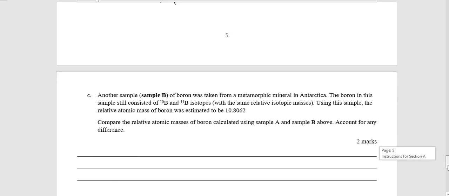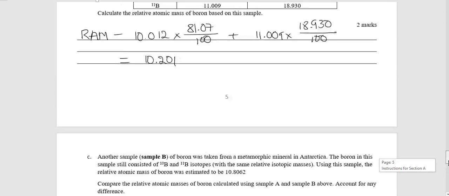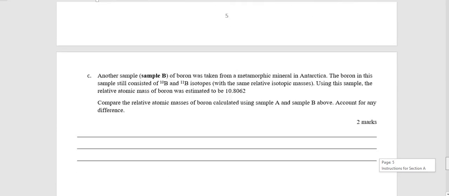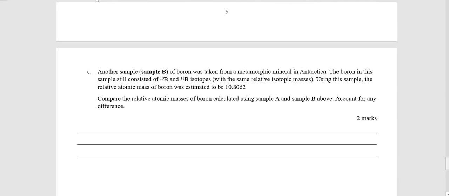Another sample, sample B, of boron was taken from a metamorphic mineral in Antarctica. So the first sample, according to this question, was from Australia, and the second sample was from Antarctica. The boron in this sample still consisted of 10 and 11 boron isotopes with the same relative isotopic mass. Using this sample, the relative atomic mass of boron was estimated to be 10.8062. Compare the relative atomic masses of boron calculated using samples A and B above.